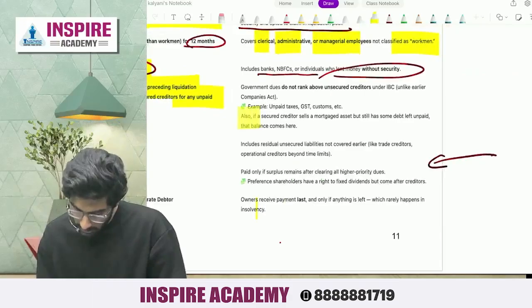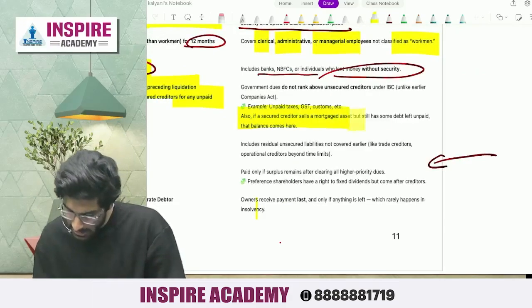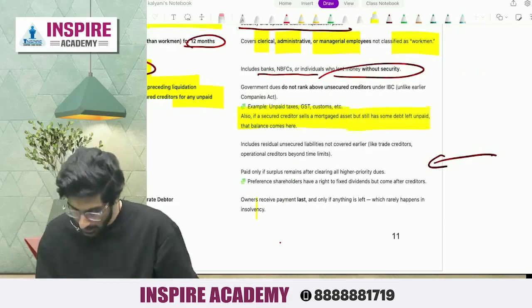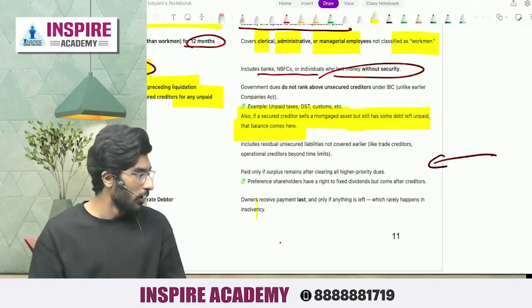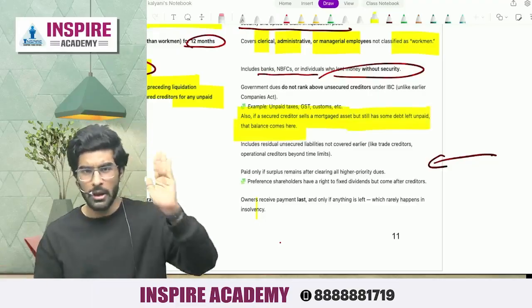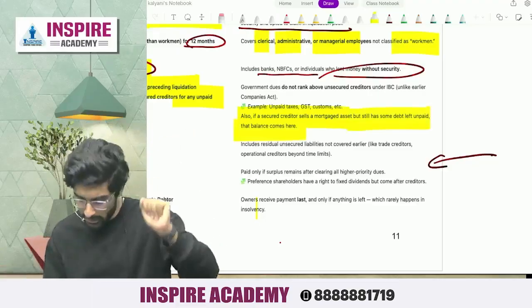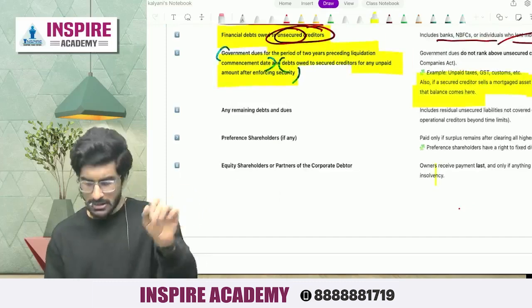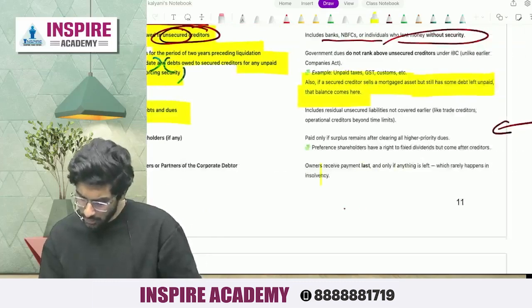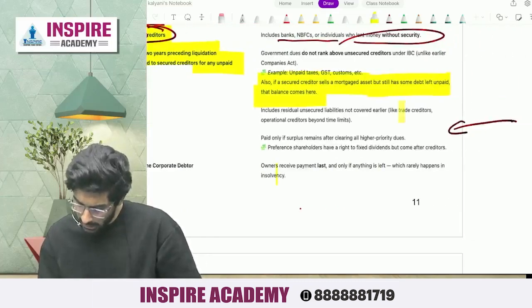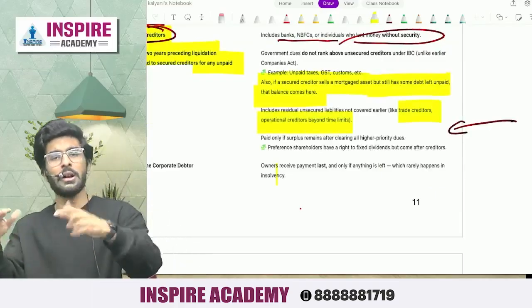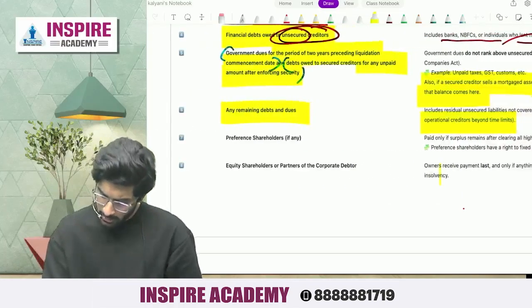So these are debts owed to secured creditors for any unpaid amount after enforcing the security interest. Also, if a secured creditor sells a mortgaged asset but still has some debt left unpaid, that balance comes over here. Very easy, people. Every single thing along with logic we are able to understand. Now next is any other debts or dues like trade creditors, operational creditors beyond time limits. So all these other dues will come over here.